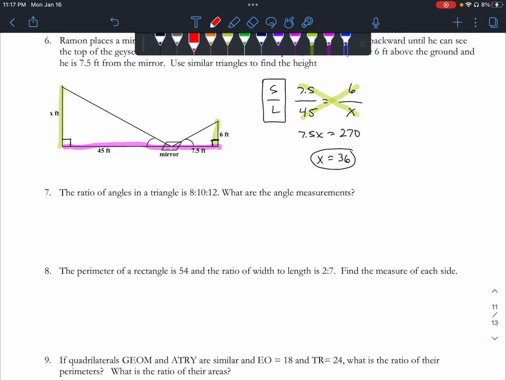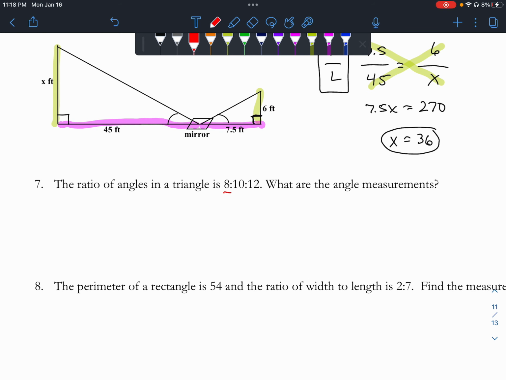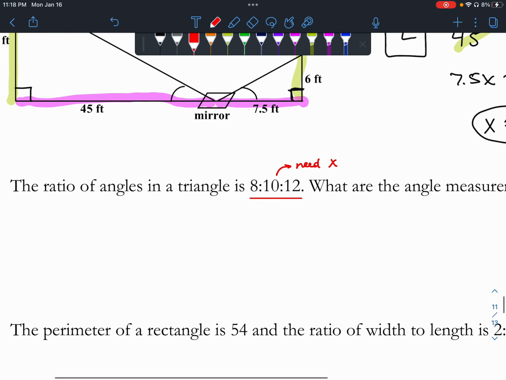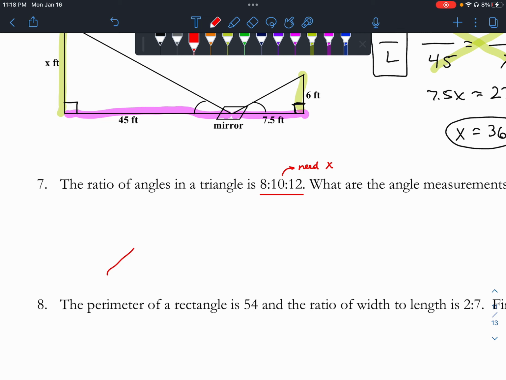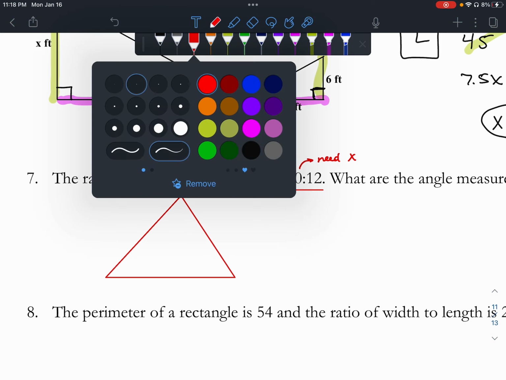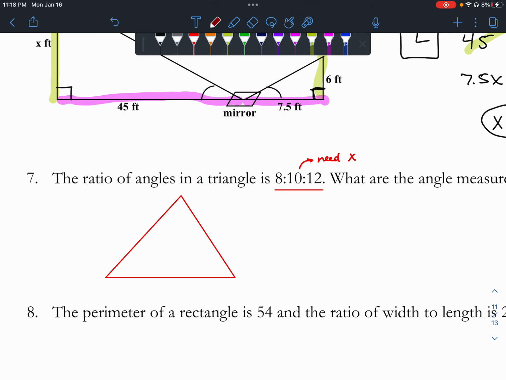Now we start seeing slightly different problems. Whenever we see this kind of a symbol where we say there's a ratio of 8 to 10 to 12, I always try to mention to you guys that you need an x value for this. So they're saying, hey, I've got myself a triangle. Again, they didn't tell you what kind of triangle, the size, or the name of the triangle, but they're saying I've got one angle that should be 8x, one angle that should be 10x, and one angle that should be 12x.